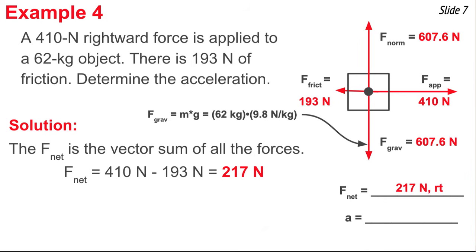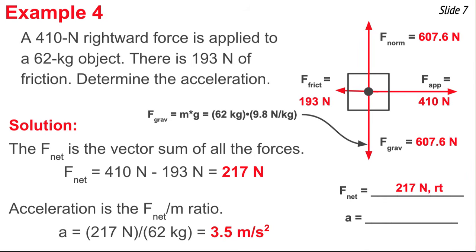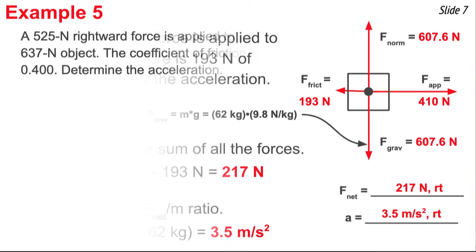Now the last step is to calculate the acceleration by calculating the F net to m ratio. The mass is given, and we've just calculated the net force. When you do your division, you get 3.5 meters per second squared to the right.